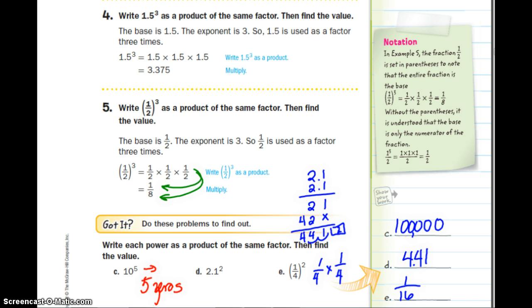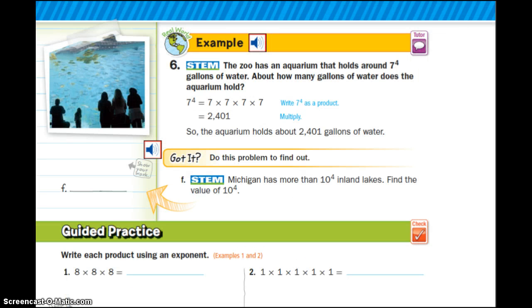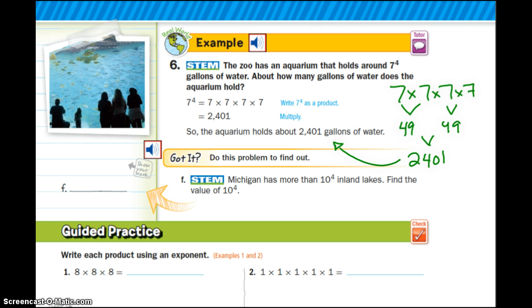All right, keep going. So now in real life, again, we have a word problem. The zoo has an aquarium that holds around 7 to the power of 4 gallons of water. How many gallons of water does it hold? Now, I want to show you something that I do a lot. I know that 7 times 7 times 7 times 7, I can do 2 numbers at a time. That's 49, and this is 49. And then all I have to do is multiply those, and then I get 2,401. So again, I can do these in sets if I want to. Okay, so now it's your turn.